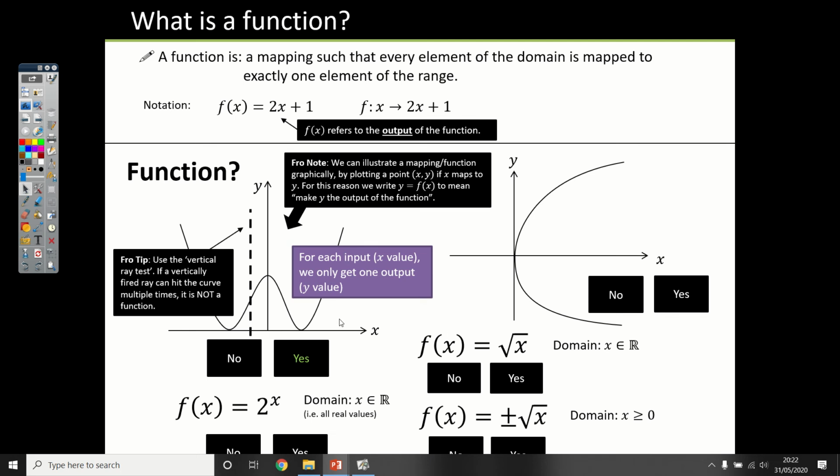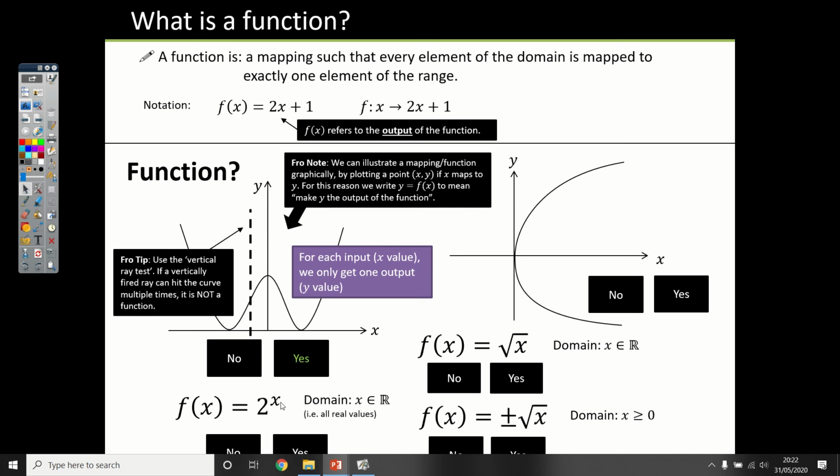To check if it's one to many, you can do the vertical line test. That's where if you place a vertical line anywhere on the function, then if it hits more than once, it's not a function because it's one to many. Okay, a single input would have multiple outputs, but this one doesn't. This one's only got one, so it's fine. That one's a power function.